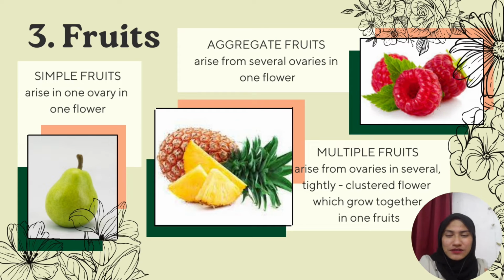For the last characteristic, which is fruits, there are three types of fruits, which are simple fruits, aggregate fruits, and multiple fruits. Simple fruits arise from one ovary in one flower. Aggregate fruits arise from several ovaries in one flower, and multiple fruits arise from ovaries in several tightly clustered flowers which grow together in one fruit.